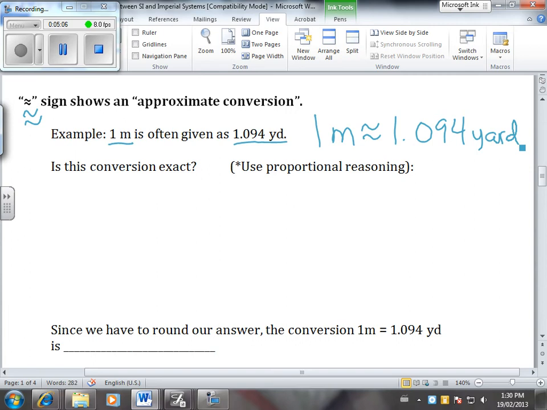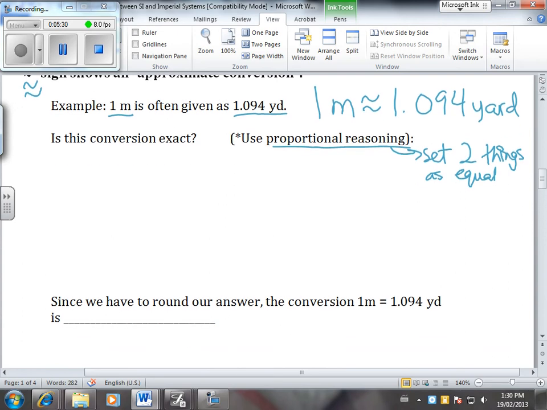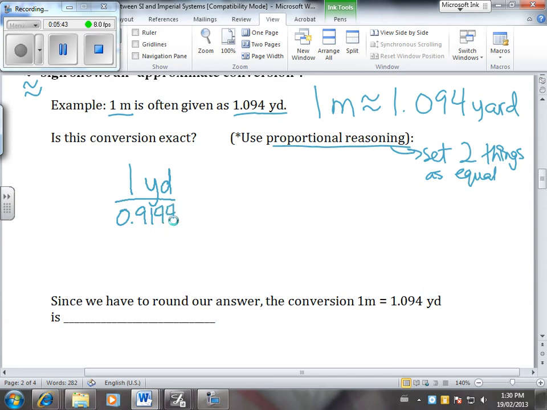So is this conversion exact? And this time we're going to use proportional reasoning. And if you remember, proportional reasoning is when we set two things as equal to each other. So in this case, looking for meters in a yard. So we have 1 yard is 0.9144 meters.